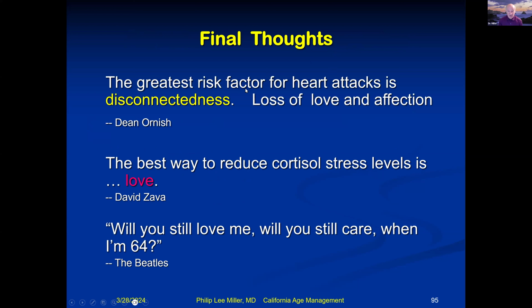Finally, the greatest risk factor, this is from Dean Ornish. Apart from everything I've just discussed, Dean Ornish said the highest risk factor for heart attacks is disconnectedness. And we have a lot of that today. I talked to David Zava once and I asked him, what's the best way of reducing stress? And he said, love. I said, no, David, what drug or what nutrient? And he looked at me again. He said, love, connections.